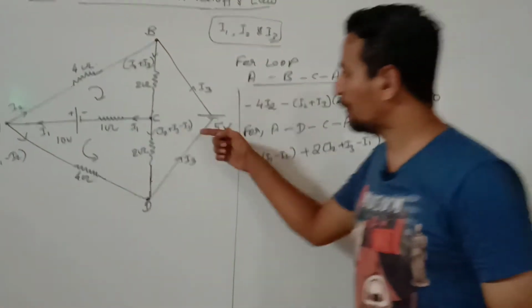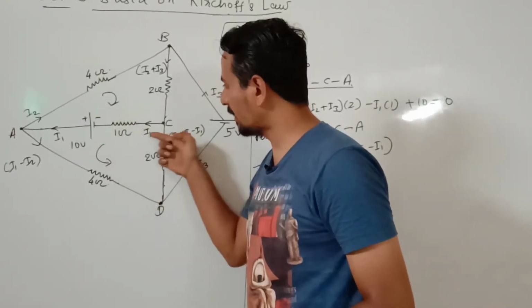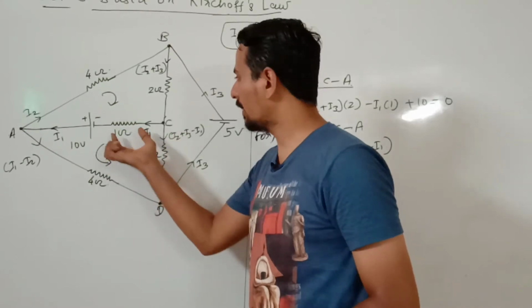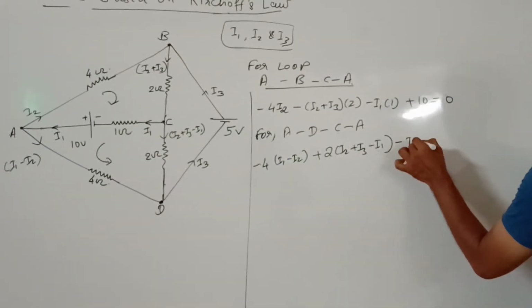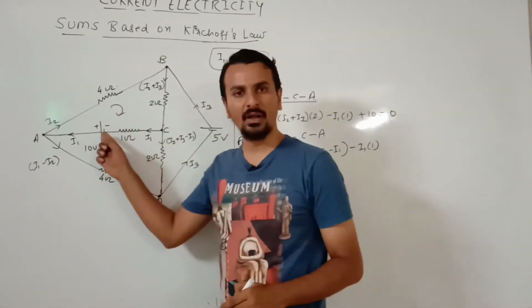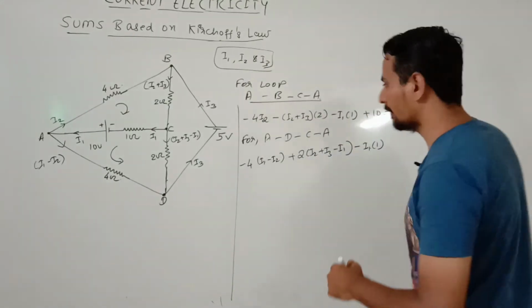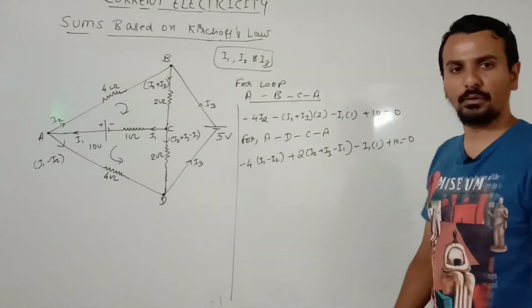Right? Now we are moving in this direction. The current is also in the same direction. So again the voltage drop will be taken negative. So that is minus I1 into 1 plus 10, because we are moving from negative to positive terminal. So that is plus 10 equals to 0. Right? This will be your second loop.